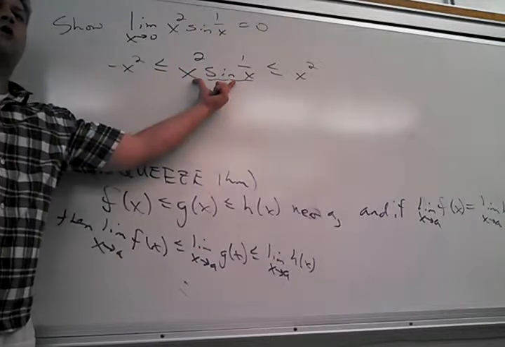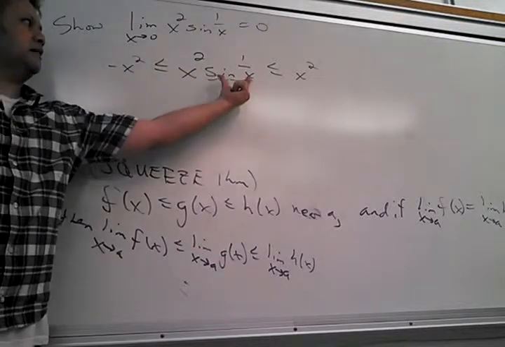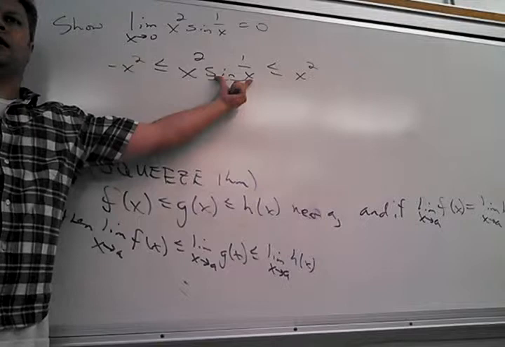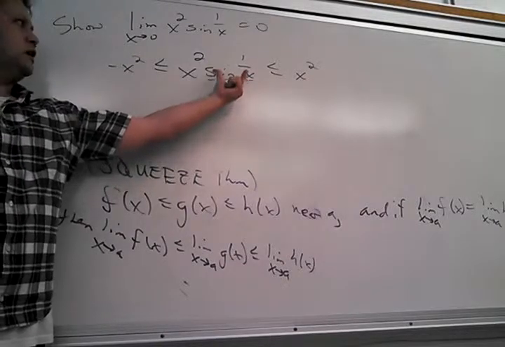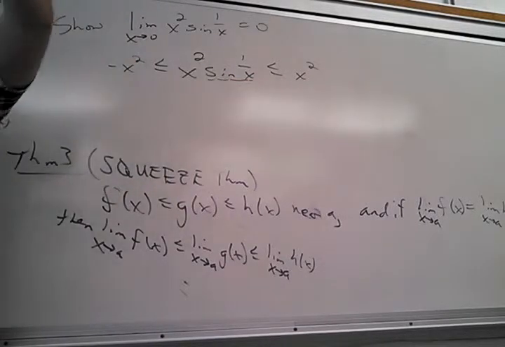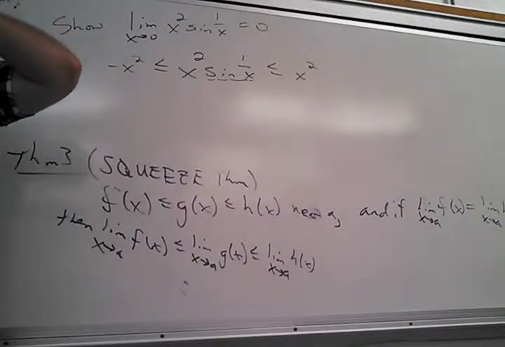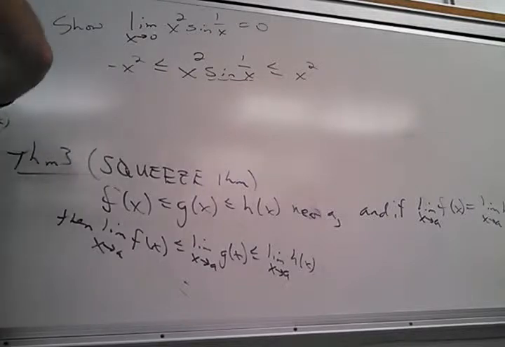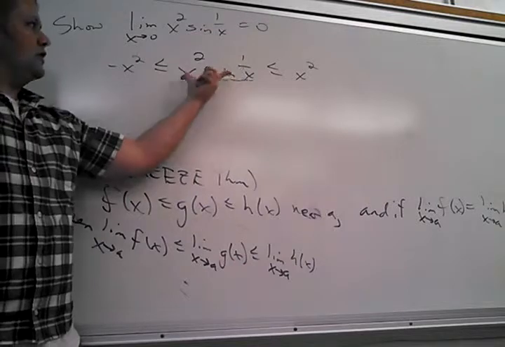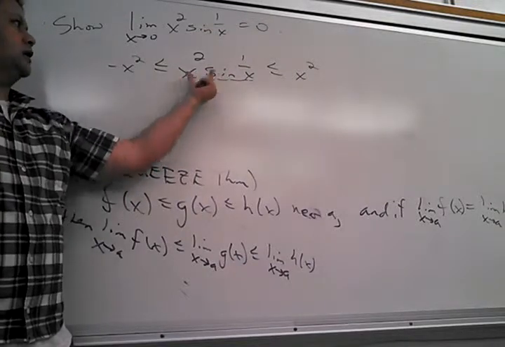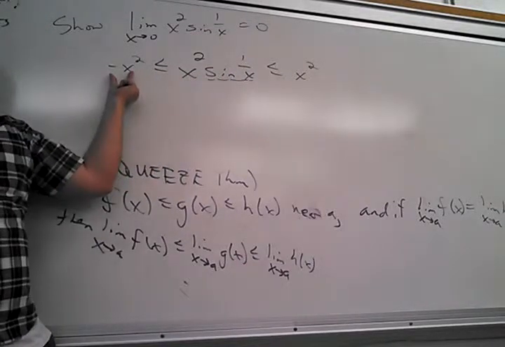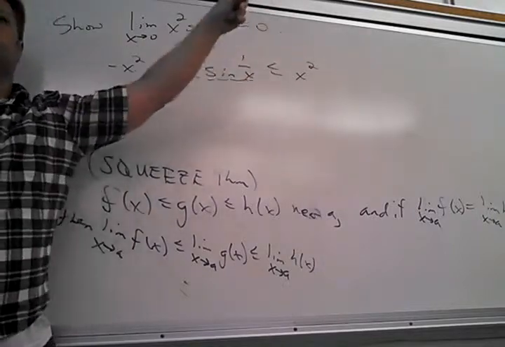This is always in between negative x squared and x squared because this piece is always in between negative 1 and 1. This thing goes insane when you get close to 0, but look, I'm stopping at 1 and stopping at negative 1. I know it's contained between those two values. I don't care that it's going crazy. It's between negative 1 and 1. There you go. Go as many times as you want to. So this function is between x squared times negative 1, at least, and x squared times 1, at most.